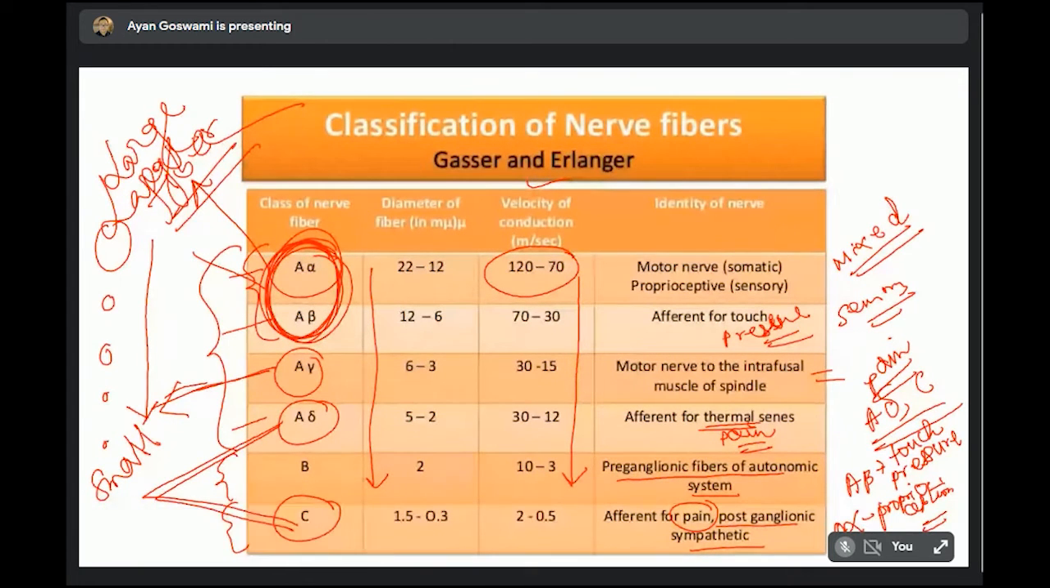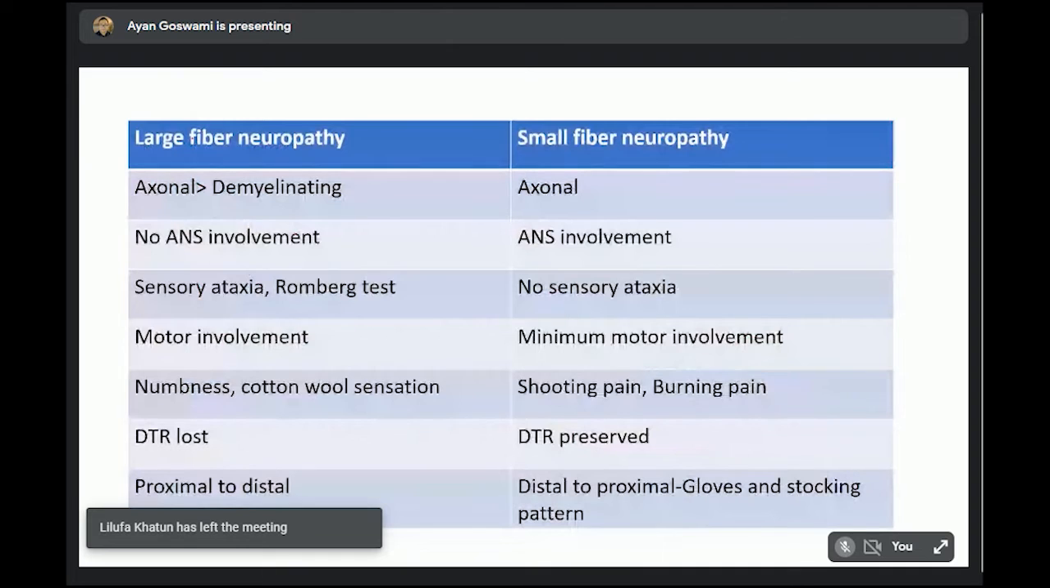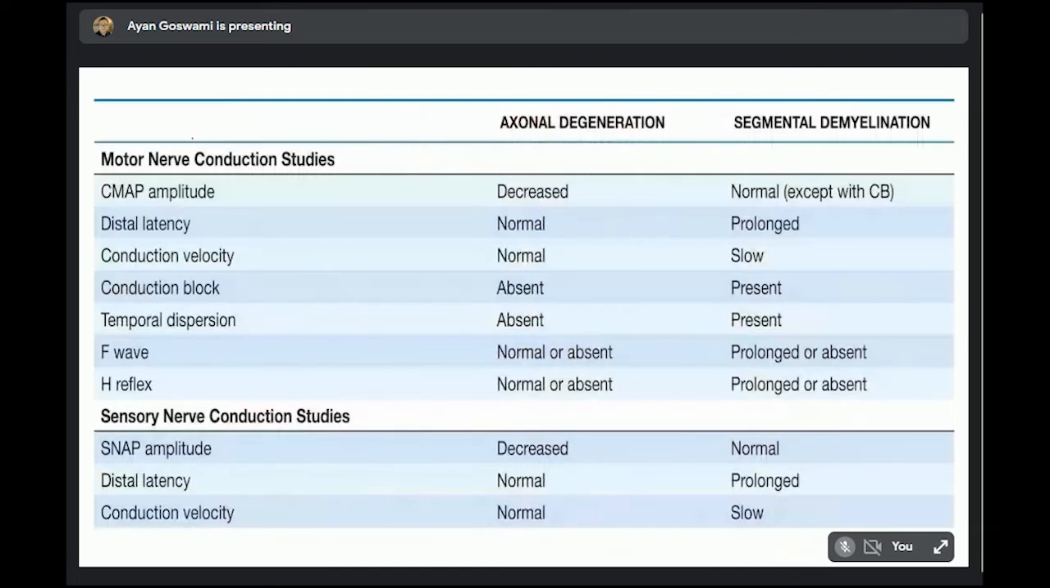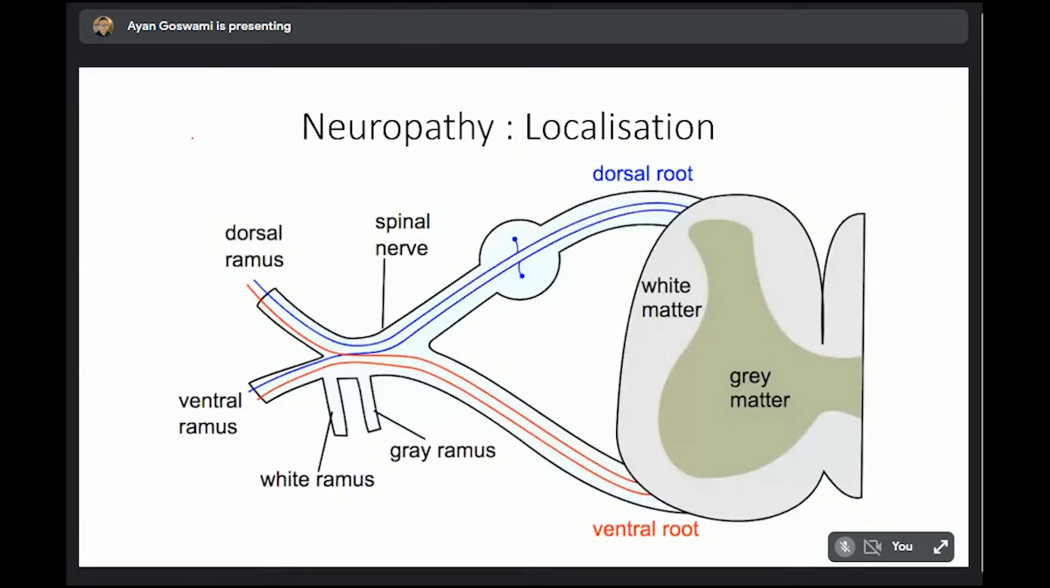Okay, this classification is given in all your books, whatever book you are studying, Devashish Pramanik or Ganong, Guyton, everywhere this classification will be given. Okay. Now, large fiber neuropathy or small fiber neuropathy, right? So before moving here, large fiber neuropathy and small fiber neuropathy, you want to understand right now. So let me show you this.